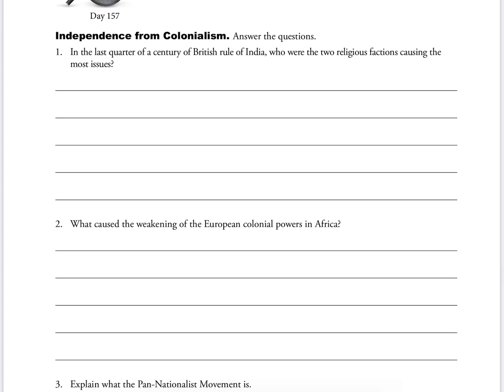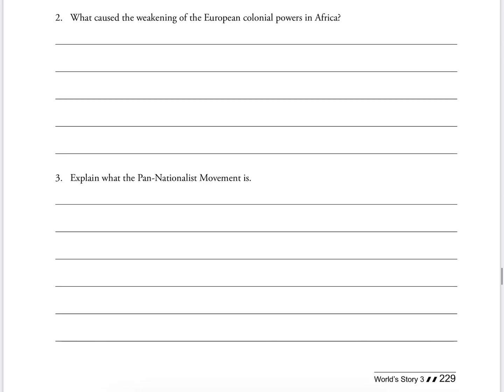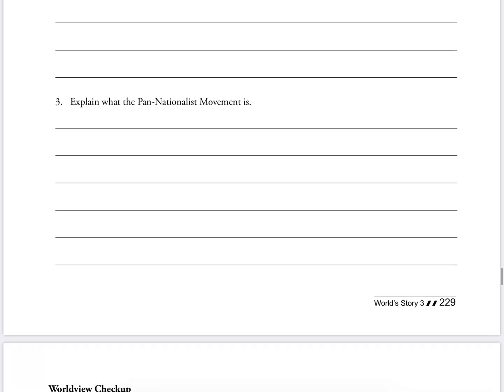Moving on to the next questions. In the last quarter of a century of British rule in India, who were the 2 religious factions causing the most issues? So what groups or religions were causing the most issues in India while the British were ruling? We'll go over that. What caused the weakening of the European colonial powers in Africa? We'll go over that in a second.